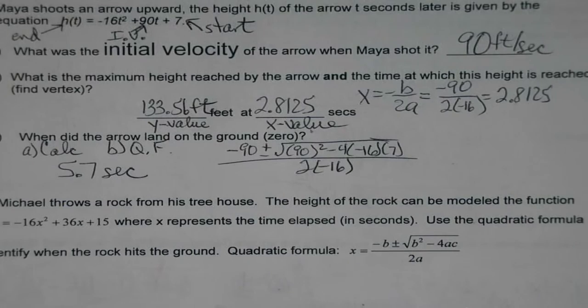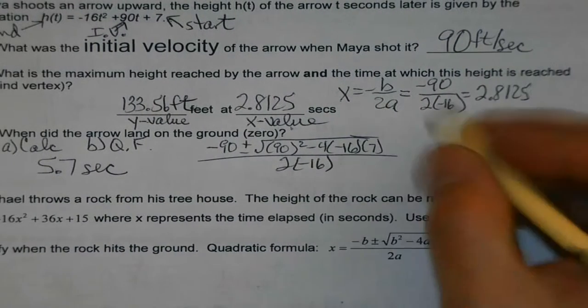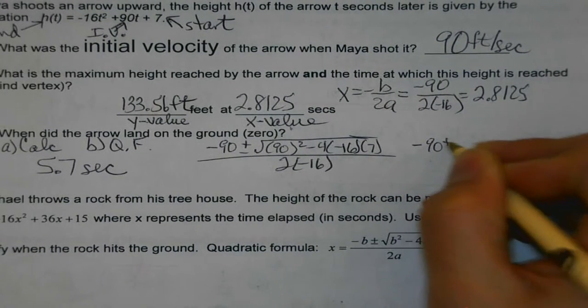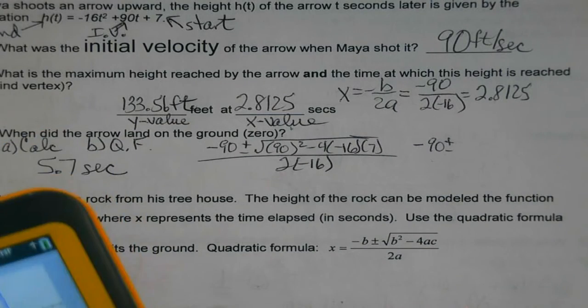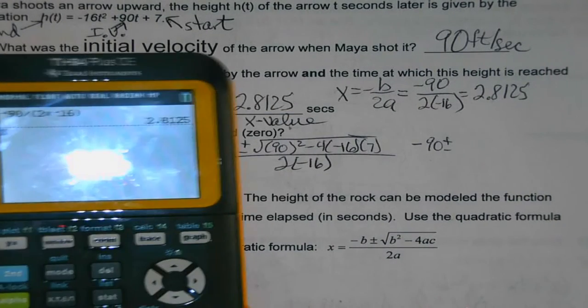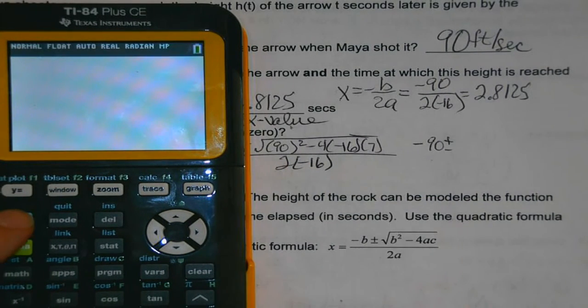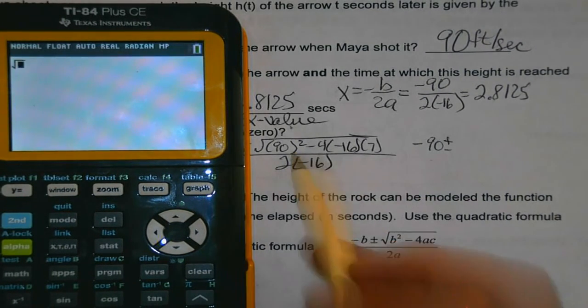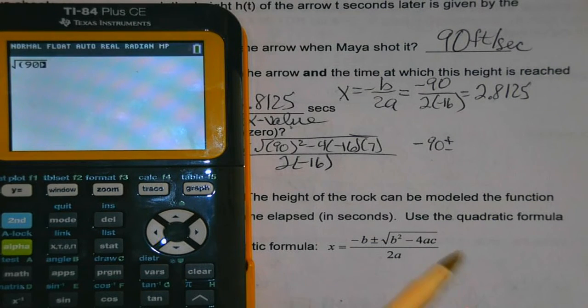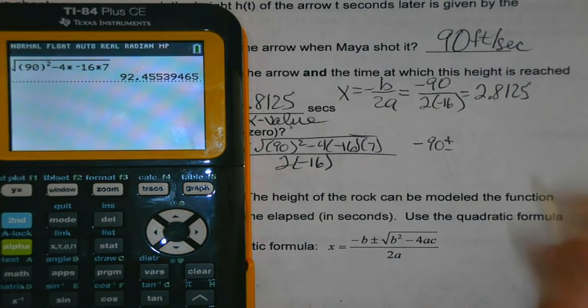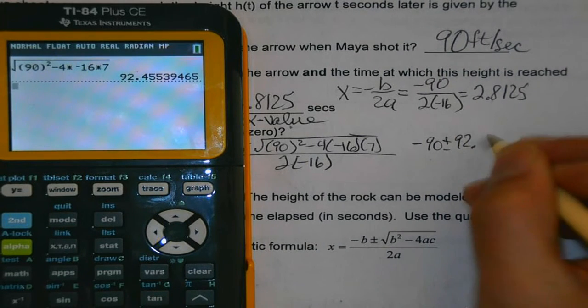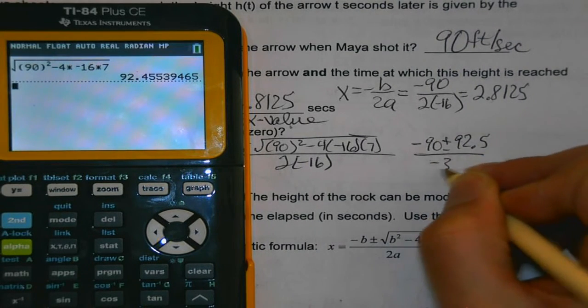Since this is an application, I don't care if I get a weird answer. So I'm going to go ahead and get out of my graphing function there. And I'm just going to type in all this stuff under the radical. So we'll call that 92.5.